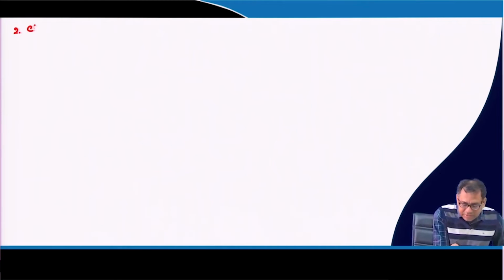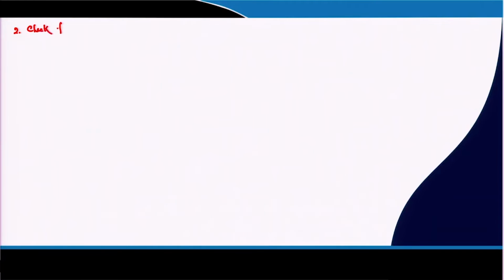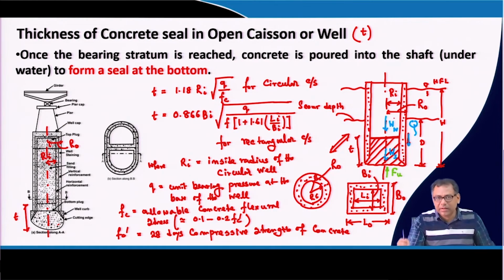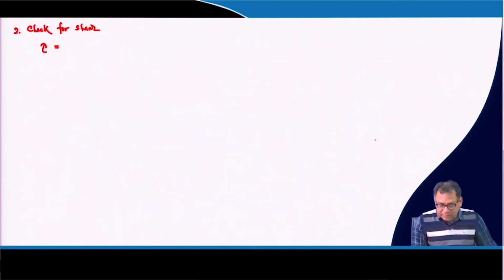Now, the next check that we have to do is the check for shear. What is that? The shear stress that will develop, because there will be a buoyancy force acting in the upward direction, and some downward forces will also be acting. So, there will be shearing between this concrete seal and the shaft wall. You also have to check whether the shear stress which is developed is sufficient or not.